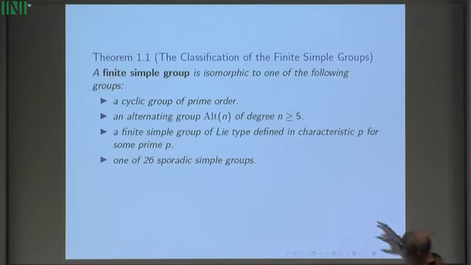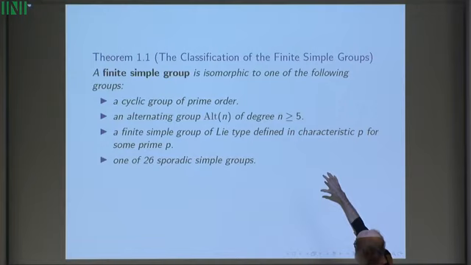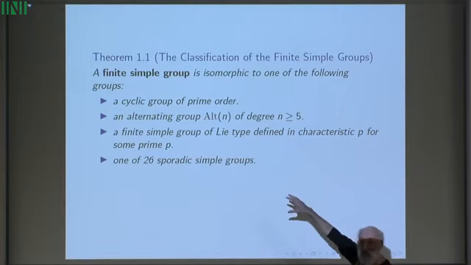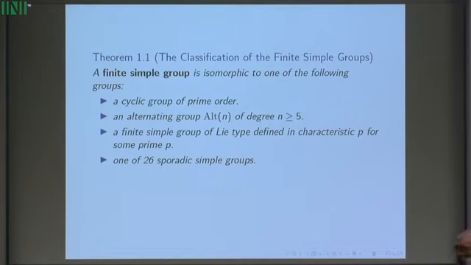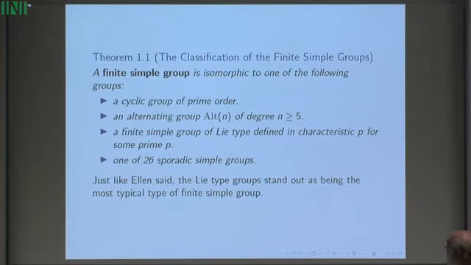And what's going to happen is that we're going to see that as we go through some of the steps, the sporadic simple groups drop out as well, as being examples of groups that are like Lie type groups in characteristic P, but actually are not. They're sporadic and don't fit into the general picture, but they pop out in the investigation. The alternating groups don't pop out so much. All right, so just like Ellen said, you can edit your slides while somebody's talking. Lie type groups stand out as being the most typical type of finite simple group.